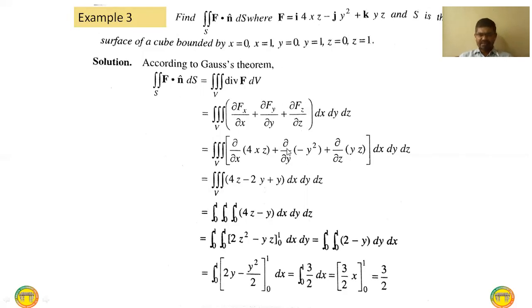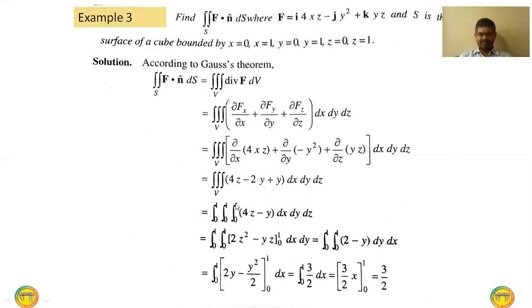Going for the second term, dou by dou y of minus y square is minus 2y. Next, the last is dou by dou z of yz. Dou z by dou z is 1, therefore the remainder is y, into dx dy dz. So the final value is 4z minus 2y plus y. Minus 2y plus y gives us minus y. Therefore, 4z minus y into dx dy dz.